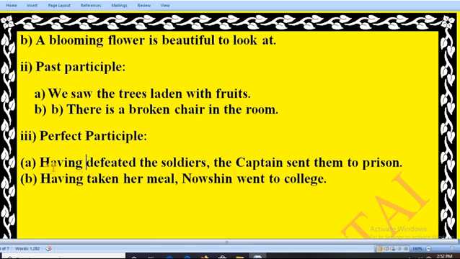Perfect participle: having plus v3 is called perfect participle. That means after having you will use the verb v3. Okay, having plus v3, that is perfect participle.